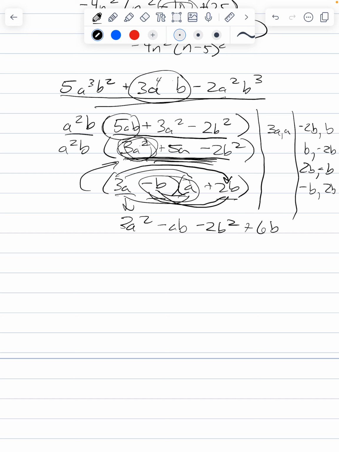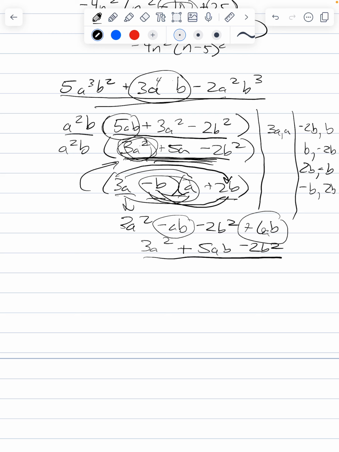Okay, I've got my 4 terms. I multiplied, distributed all of those. Now let's combine. 3a squared. Forgot my a here. 6ab. Now I'm going to combine these two ab terms. I get plus 5ab minus 2b squared.